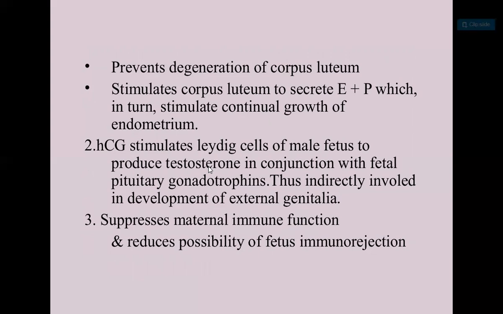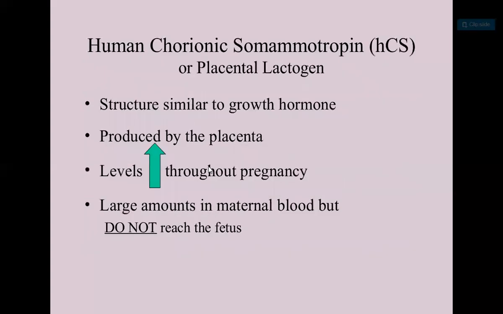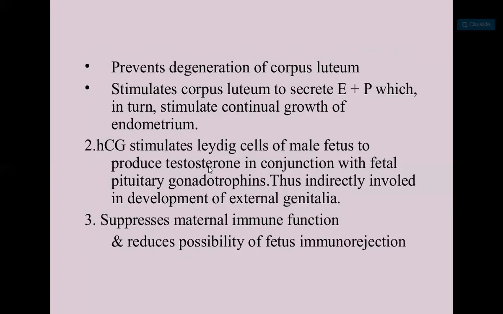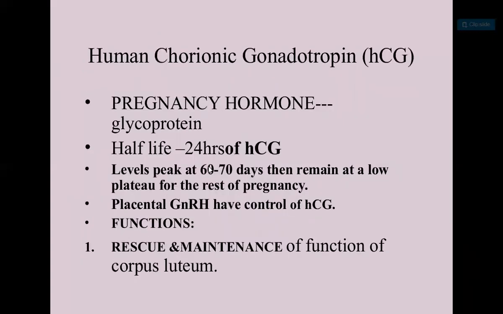Then again, it stimulates the Leydig cells of the male fetus to produce testosterone, in conjunction with fetal pituitary gonadotropins. Thus, indirectly it is involved in the development of the external genitalia, the penis. And it suppresses the maternal immune function and reduces the possibility of fetal immunorejection. So that is the function of HCG that we have seen here.